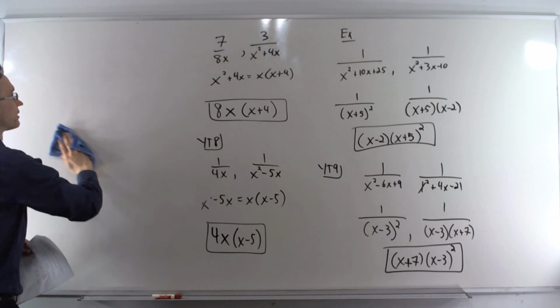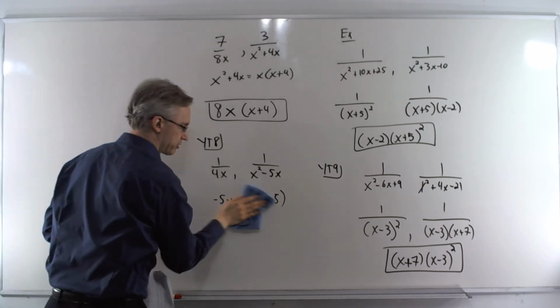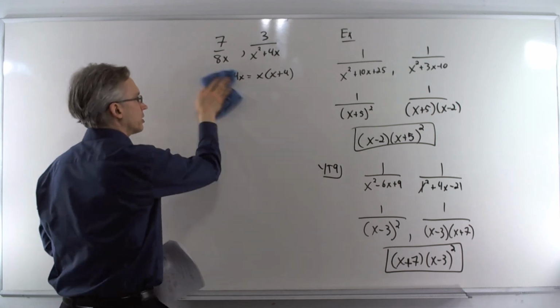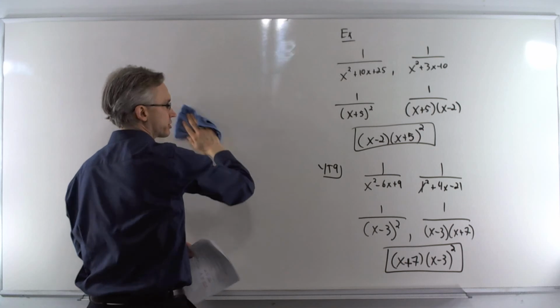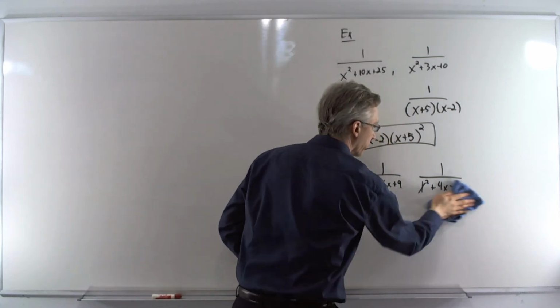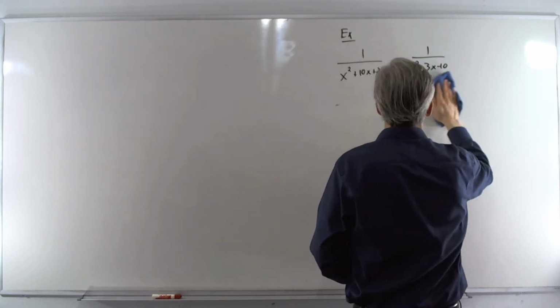So now that we can find the least common denominator in a couple of fractions, now we're going to take both of those fractions, find the least common denominator, and then convert both fractions to having the same denominator. Once we know how to do that, then we'll be ready to add and subtract rational expressions together.